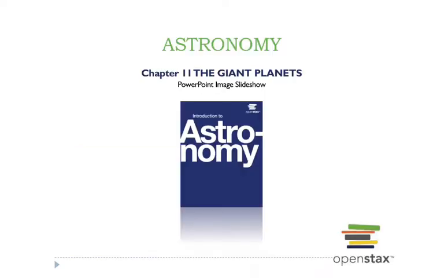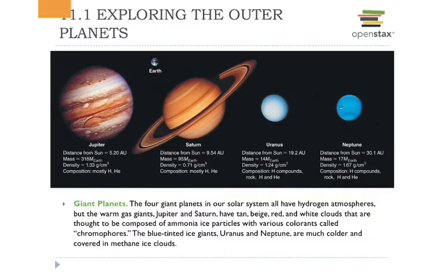We'll be looking at Chapter 11, the giant planets. And so here's a quick preview of the Jovian planets: Jupiter, Saturn, Uranus, and Neptune. This is not to scale as far as distance, but it is to scale as far as size. We can see Earth there just as a comparison. You could fit roughly about 1,300 Earths inside of Jupiter, just to get a sense of scale.